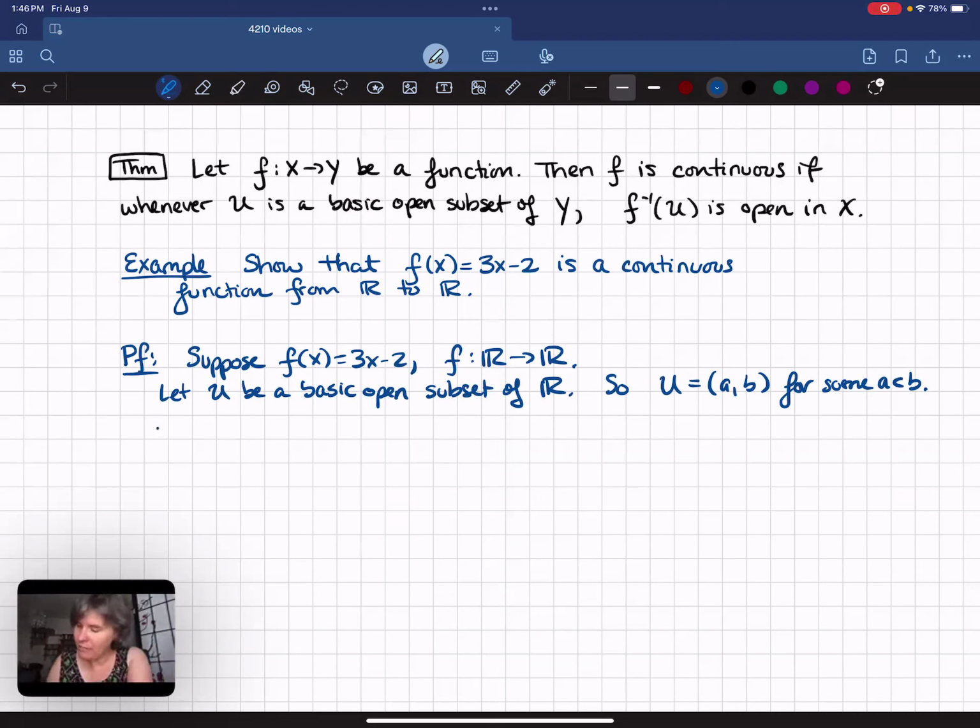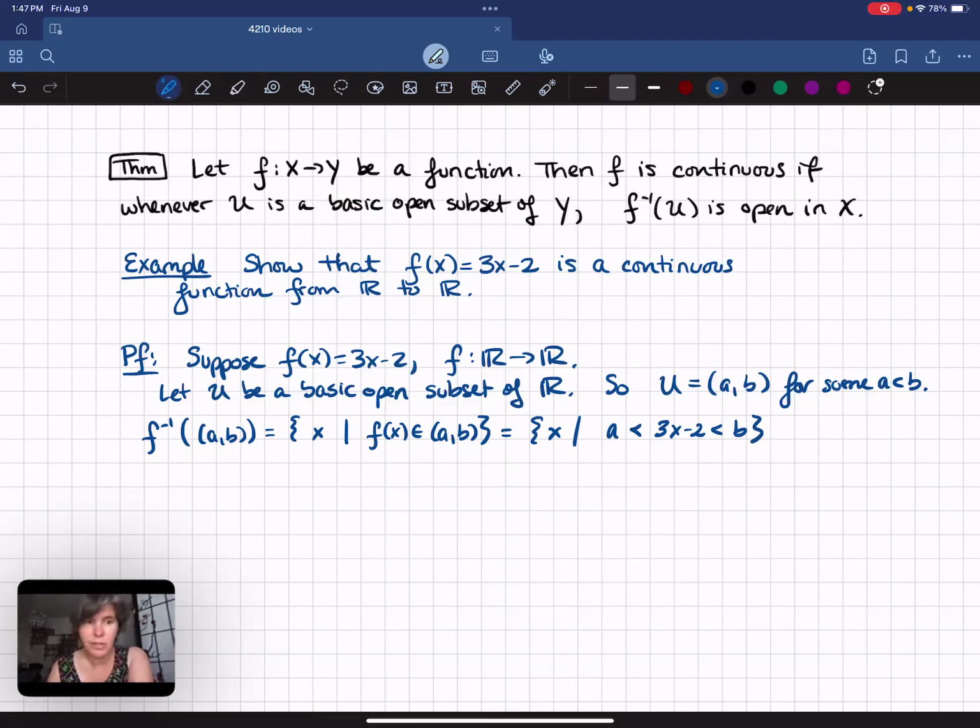Now I want to know what is f inverse of (a, b)? What is the pre-image of (a, b) under f? Using the definition, this is the set of all x in the reals such that f of x is in (a, b). That is the set of all x in the reals such that a is less than 3x minus 2, which is less than b. That's using what f is by definition, 3x minus 2, and the definition of the open interval (a, b): something being an element of (a, b) means it's between a and b.